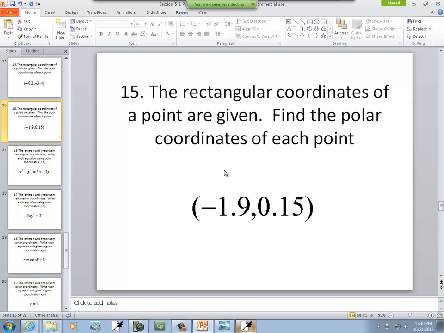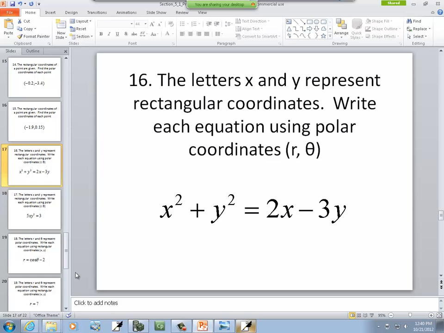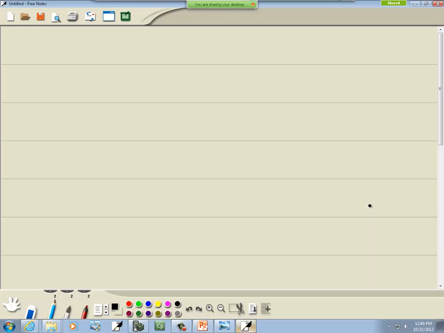Now the next ones, we're given equations, and we're wanting to switch them over to the other type. This is rectangular, of course. We have x's and y's, and they want us to put it into r and theta. Well, let me write down our formulas. X is equal to r cosine theta. Y is equal to r sine theta. We got tangent theta is equal to y over x. We got cosine theta is equal to x over r. Sine theta is equal to y over r.